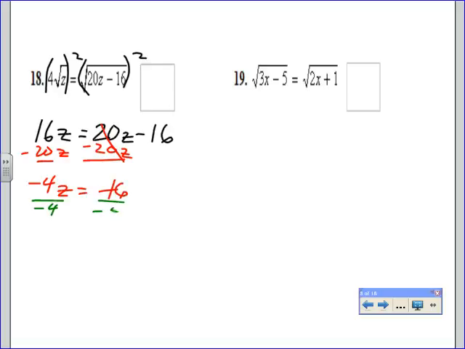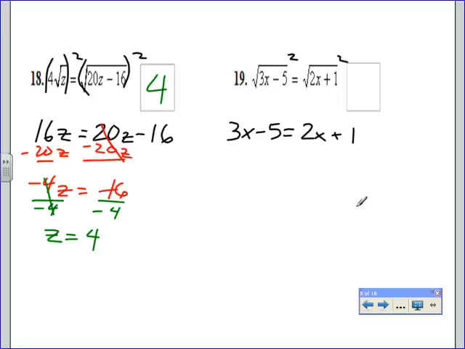Boom. Negative 4z equals negative 16. And then final step, divide by the number next to the letter, so I can get the letter all by itself.